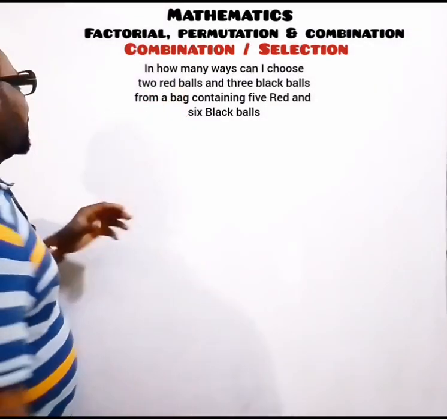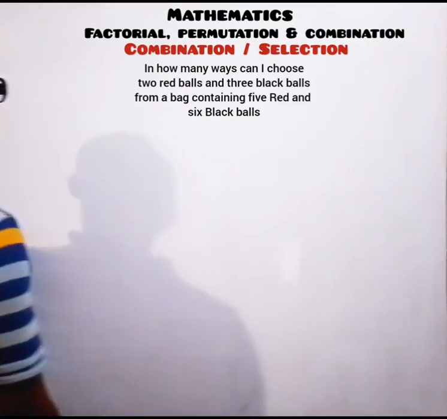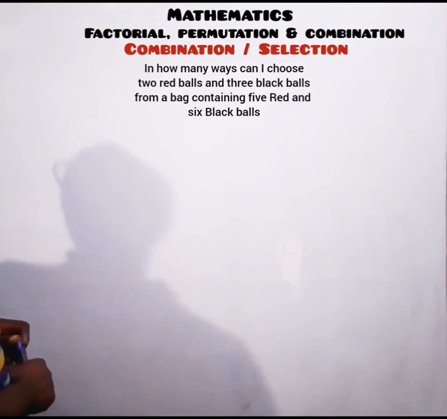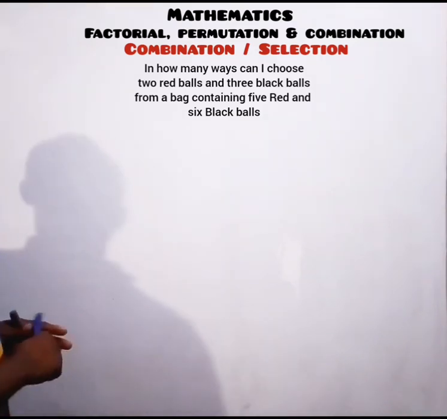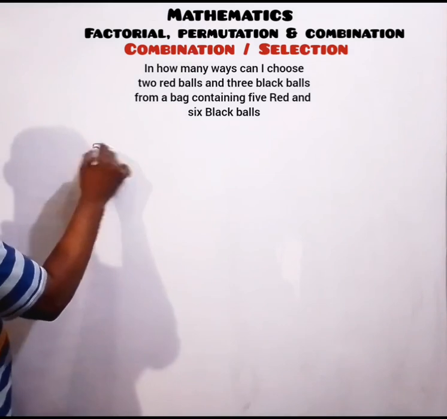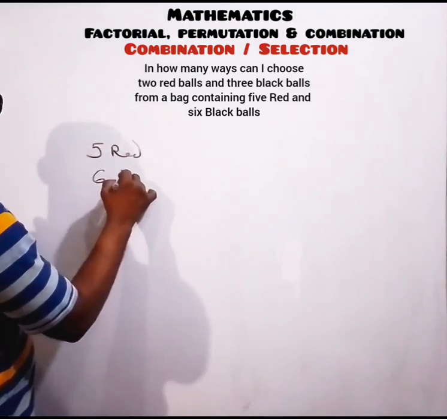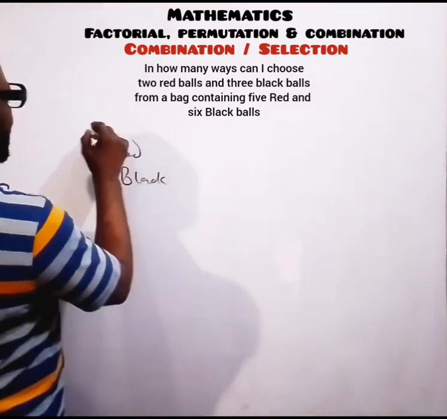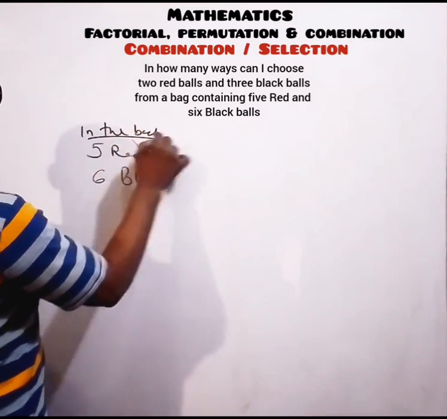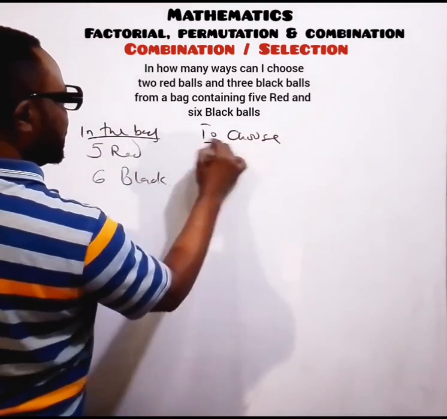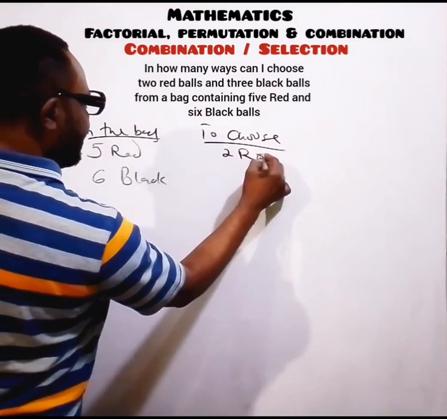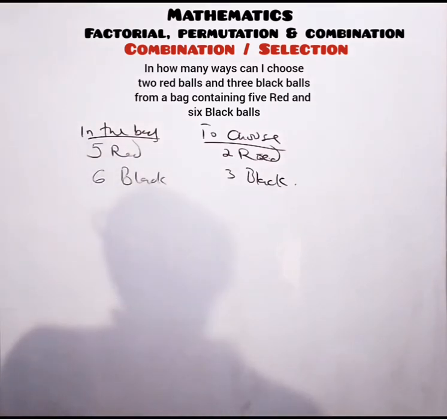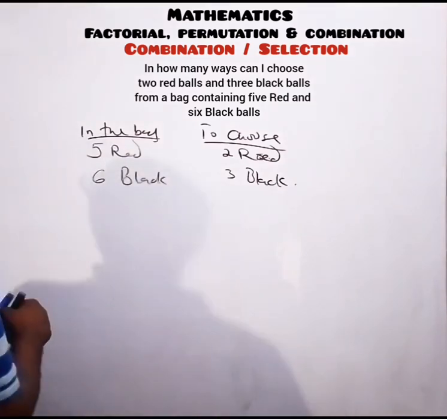This question says, in how many ways can I choose 2 red balls and 3 black balls from a bag containing 5 red and 6 black balls? So the bag contains 5 red, 6 black. Then we want to choose from the bag 2 red and 3 black. Am I right? Yes, 2 red and 3 black balls.